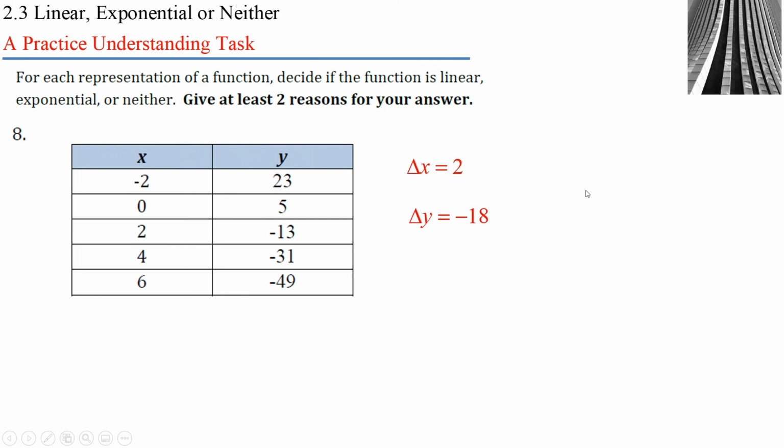Good. Now, I already know this is linear right now, and let me explain how. The function is linear because, well, if the change in x and the change in y are both constant values, my x's are always increasing by 2's, and my y's are always decreasing by 18's, then I know I must be linear. So we're going to say that.